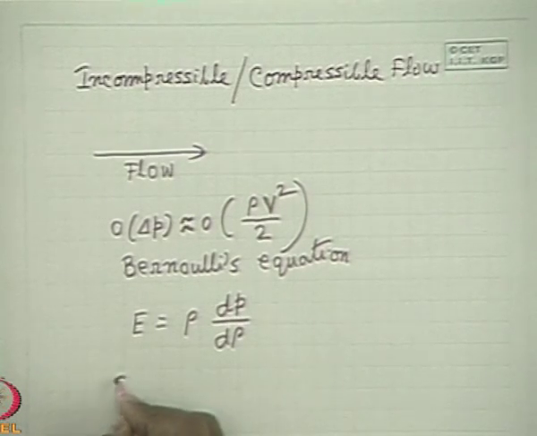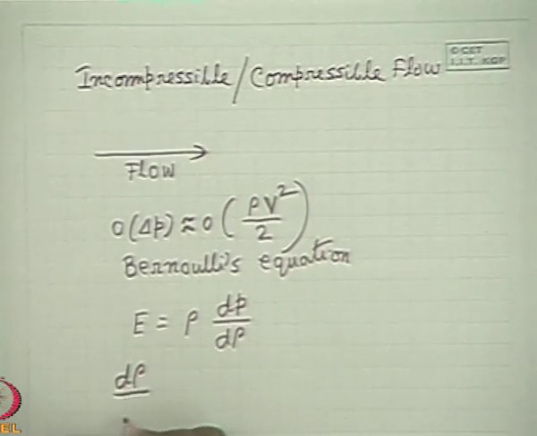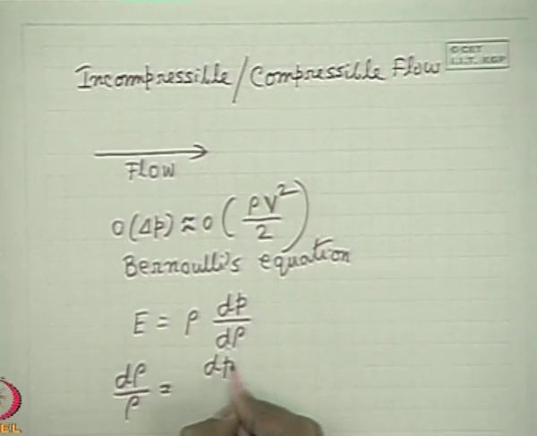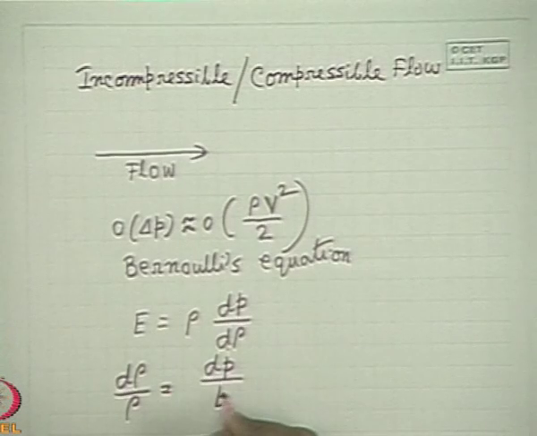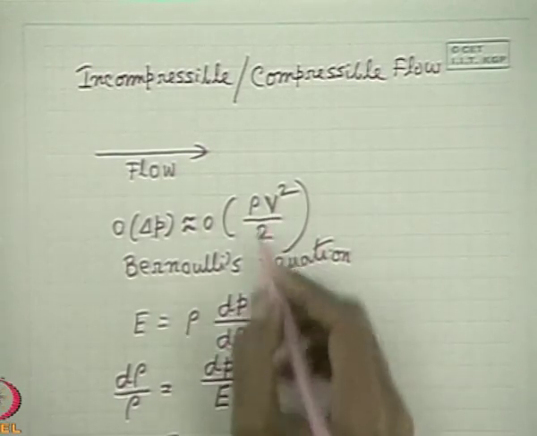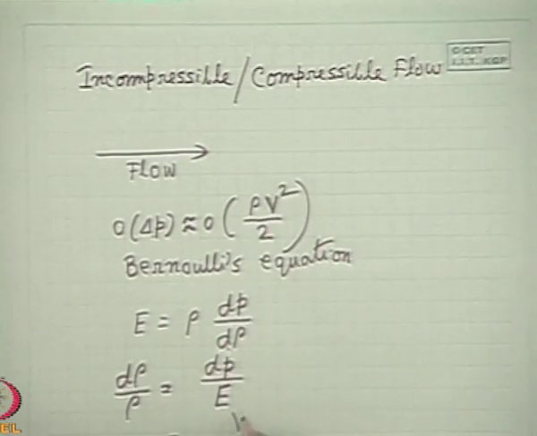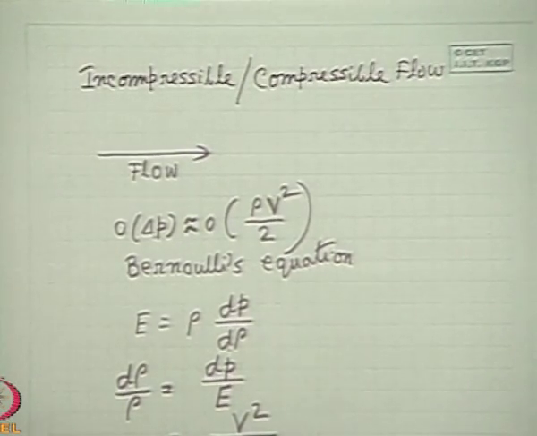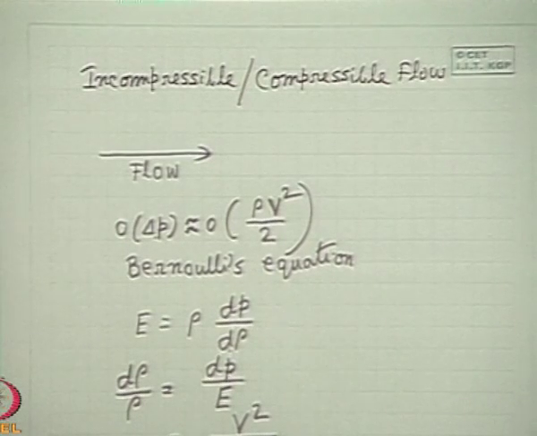So therefore we can write d rho by rho from this equation as dP by E, simply. And this dP is delta P, the same thing, the change in pressure, written in differential form. I just substitute this. This will be V square by 2 E by rho.